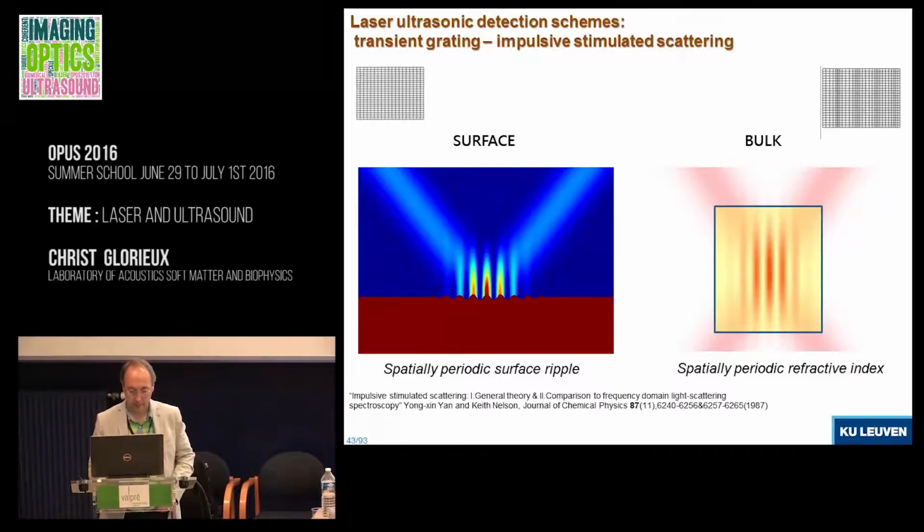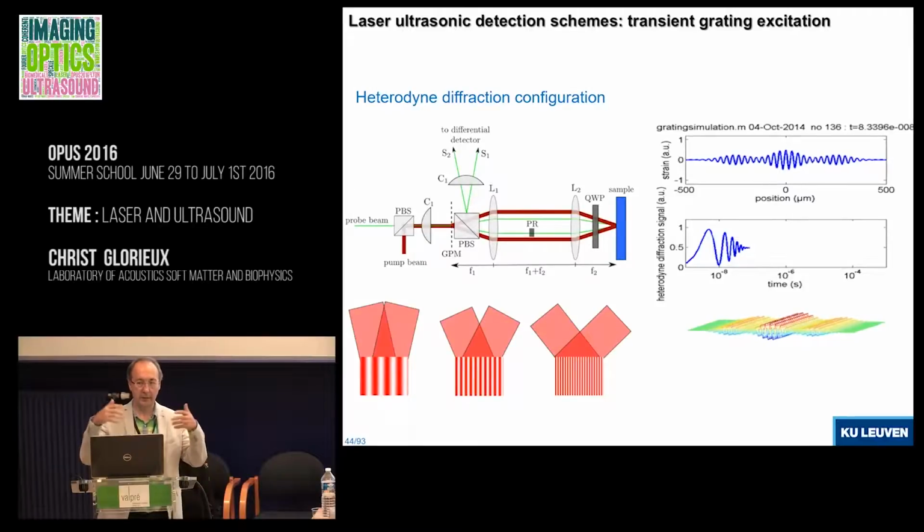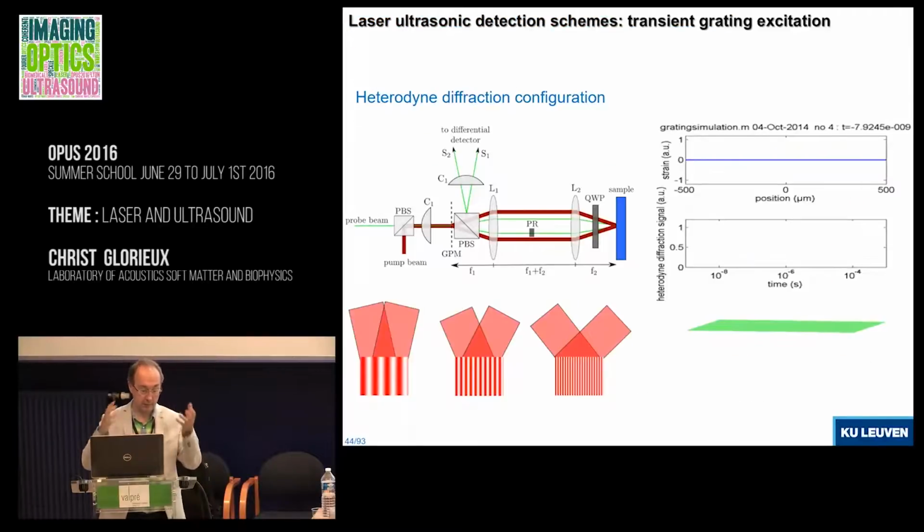This is again the setup. Nothing new here. Here it's shown how you can play with the angle to make different gratings. And actually now I can say something about homodyne and heterodyne. This is the so-called transient grating setup. It's a grating because of the crossed laser beams. It's transient because it's pulsed. It's also called impulsive stimulated scattering.